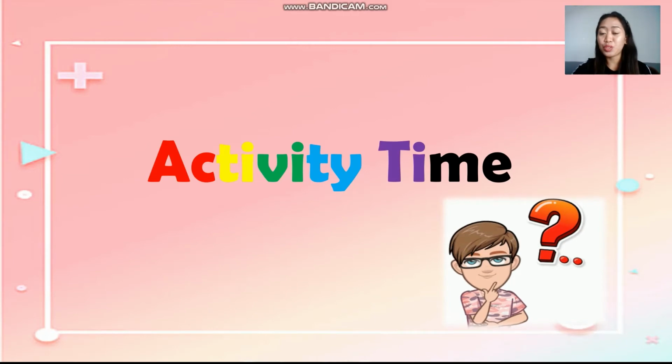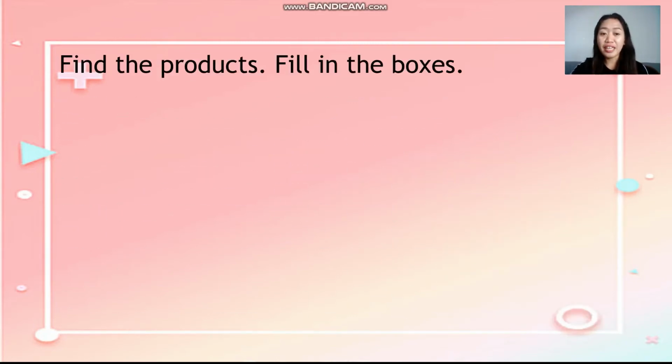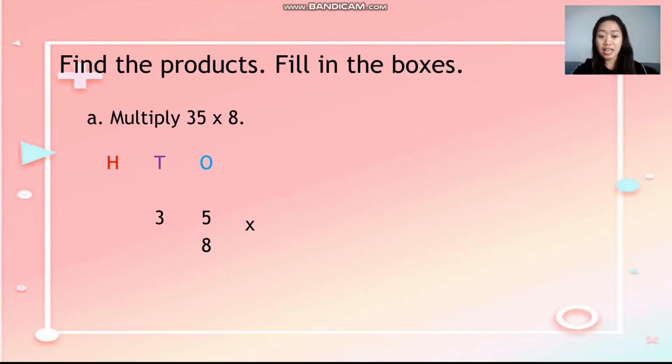Now we have activity time. We're going to see if you know how to multiply numbers using regrouping. Let's start. Find the product, fill in the boxes. Letter A, let's read: multiply 35 times 8. What do you think is the answer?